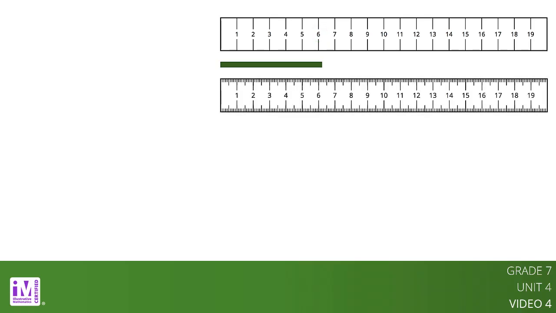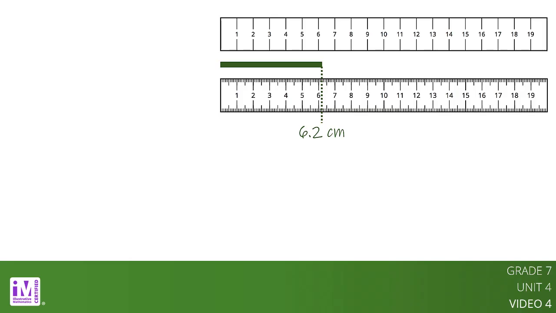Here is a line and a ruler marked in centimeters. If we use this ruler to measure to the nearest centimeter, the line is about 6 centimeters long. Here is a second ruler marked in millimeters. It is easier to get a measurement to the nearest tenth of a centimeter with this ruler than with the first. Doing so, we see that the line is actually closer to 6.2 centimeters long.